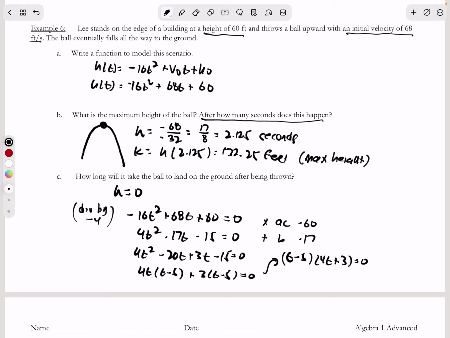You could also solve this by quadratic formula. Or completing the square is kind of a hassle for this one, but you can choose how you want to solve these problems. If you set each factor equal to 0, you get 5 and negative 3/4 for t. Well, we're not interested in time that's negative. We don't want to know what happened before we ran the experiment. So there's my time when it hits the ground: 5 seconds.